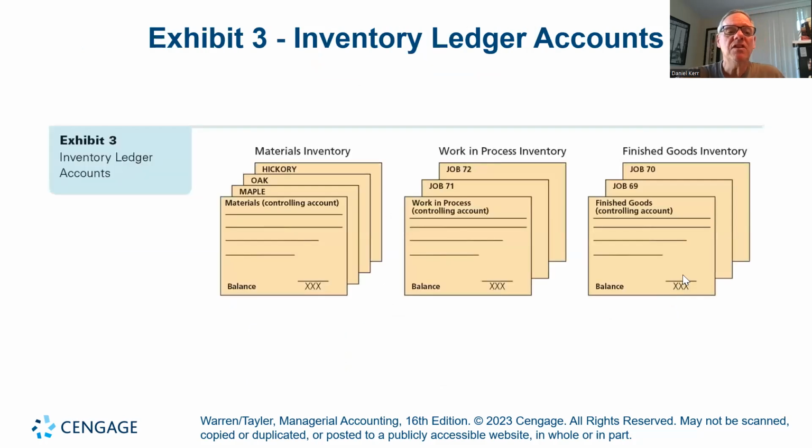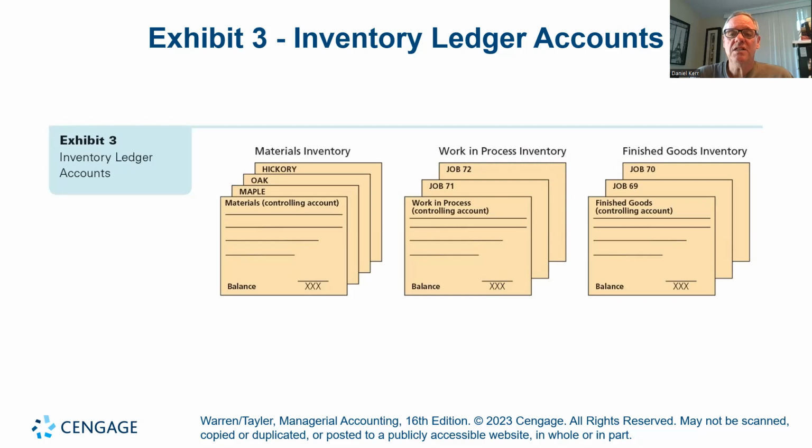So we're going to have little inventory ledger accounts. Think of these as subsidiary ledgers that we keep. For materials, we've got hickory, oak, and maple. Those are the 3 different types of wood that we have. Then materials are requisitioned to go into production. The 2 jobs undergoing here are job number 72 and job 71.